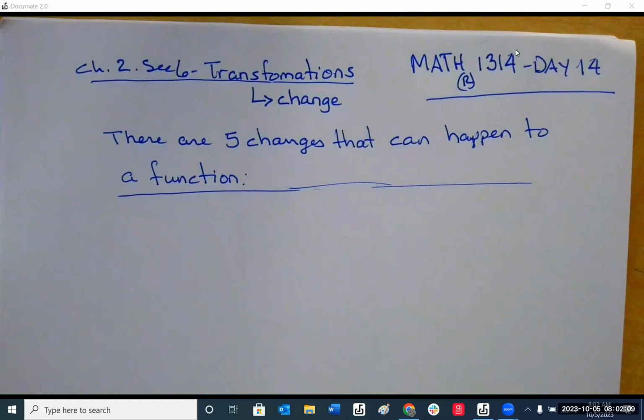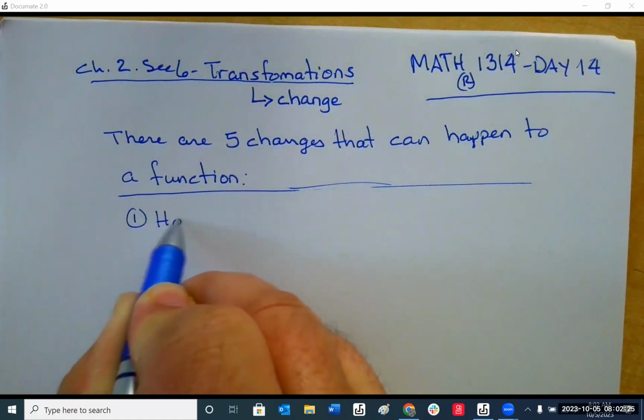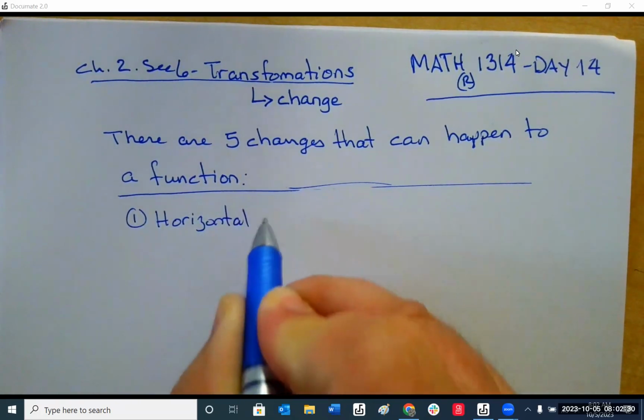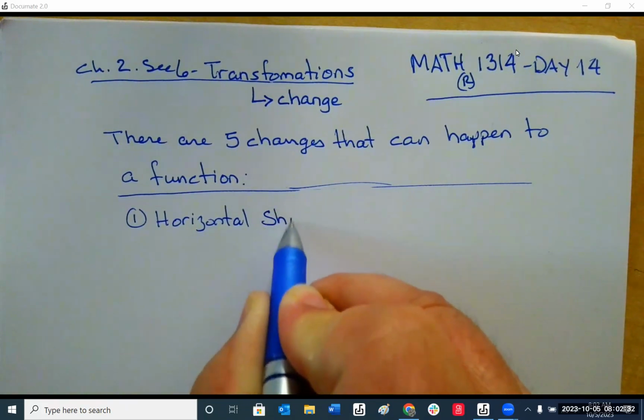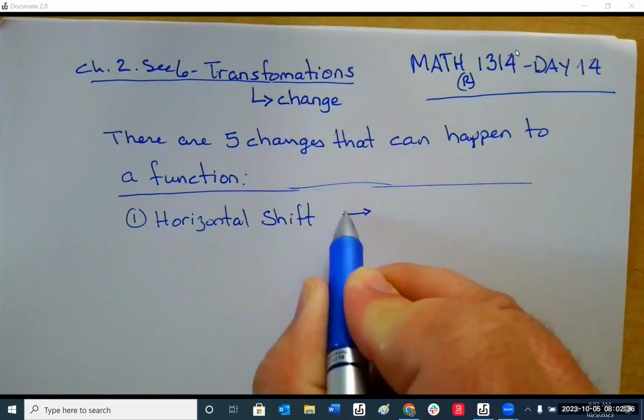Which is also why I asked you guys 2 weeks ago to memorize that library of functions. Because this will make it much easier if we do this stuff. So there are 5 changes we're going to do today. The first one, we're going to do a horizontal shift. That's left and right.